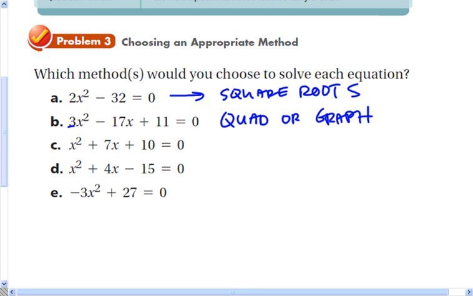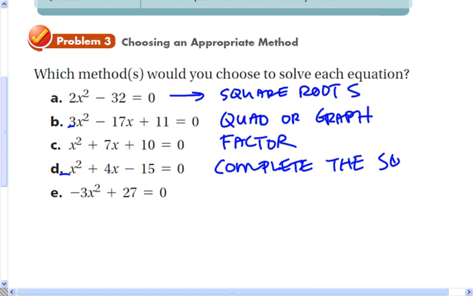So see, that one, I think that factors pretty easily because 10 has factors 2 and 5, which add up to 7. So that one we would factor. D would not factor very easily, because I don't think it would factor at all, because there are no factors of negative 15 that add up to 4. I'm thinking 3 and 5, 1 and 15, no. So that one we would complete the square because the coefficient of the x squared term is 1. And the last one, there is no x term, so we are going to use square roots to solve that.